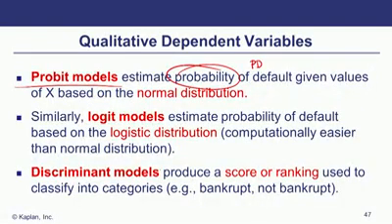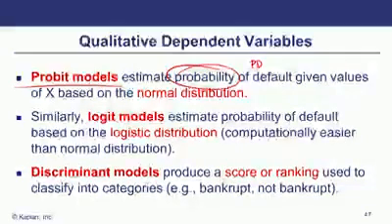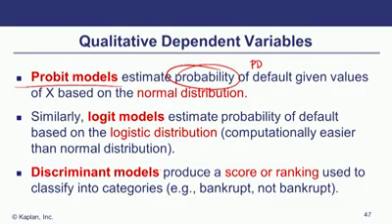Similarly, logit models estimate the probability of default based on the logistic distribution. Now, you may not have come across the logistic distribution before, but all you have to know about it really is that it's computationally easier than the normal distribution. So if computation power was an issue, you would go for a logit model.